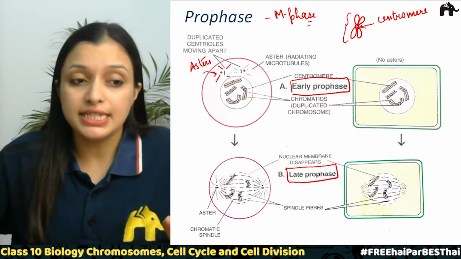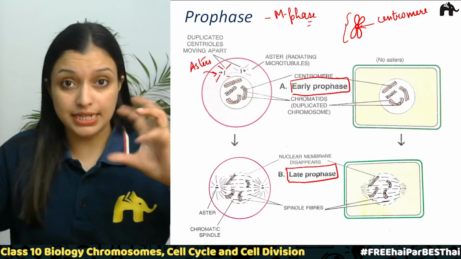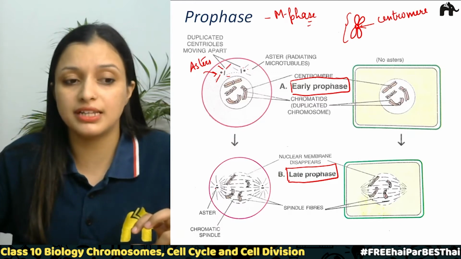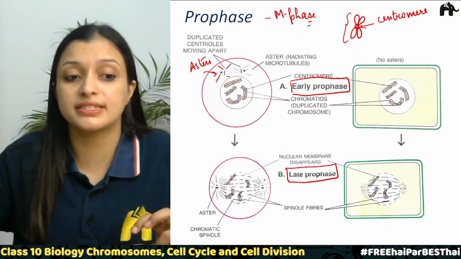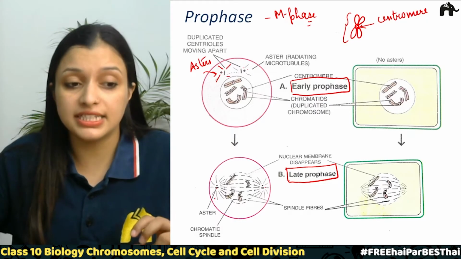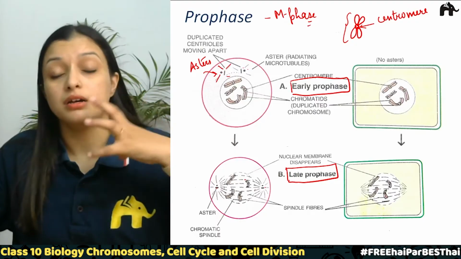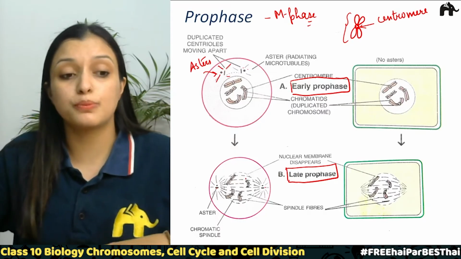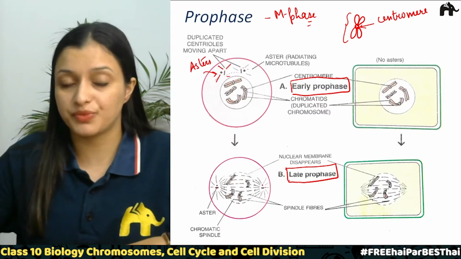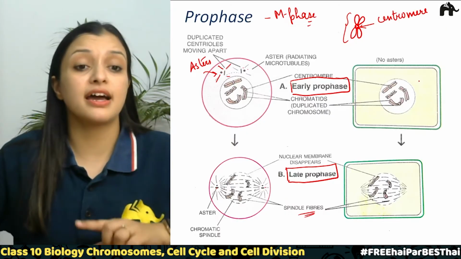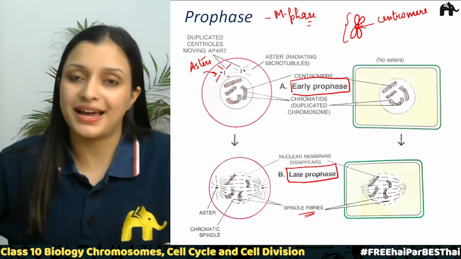So these centrioles start moving towards the opposite poles, as you can see in the late prophase. Now one centriole is here and another is here, and these are the asters which are helping this cell to make these spindle fibers. Correct? So these are the spindle fibers. But these asters are absent in case of plant cells.